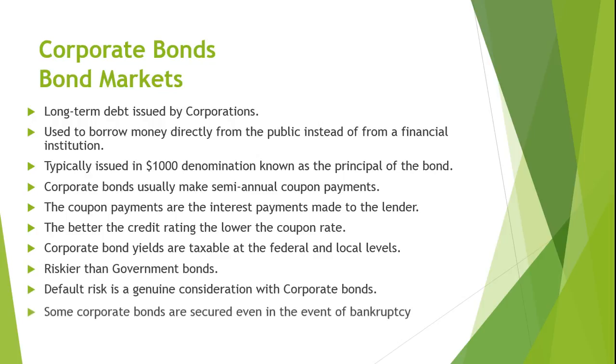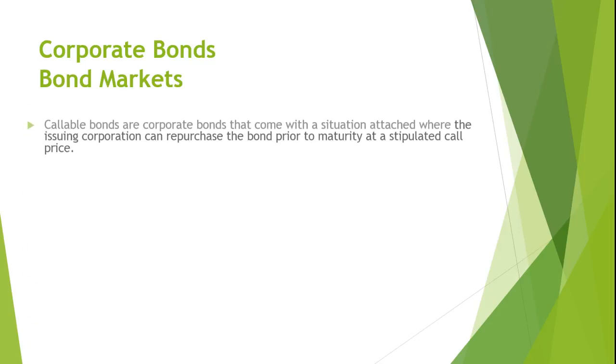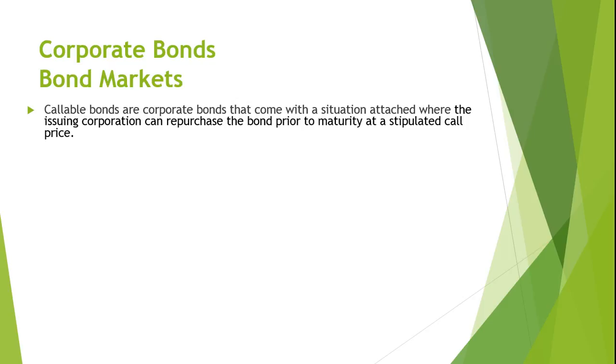In the event of a corporation going bankrupt and liquidating, the secured corporate bonds would take priority to the company's assets over debentures. Sometimes corporate bonds come with options attached to them. One option that can be attached is for the issuing corporation to repurchase the bond prior to maturity at a stipulated call price. These types of bonds are called callable bonds.